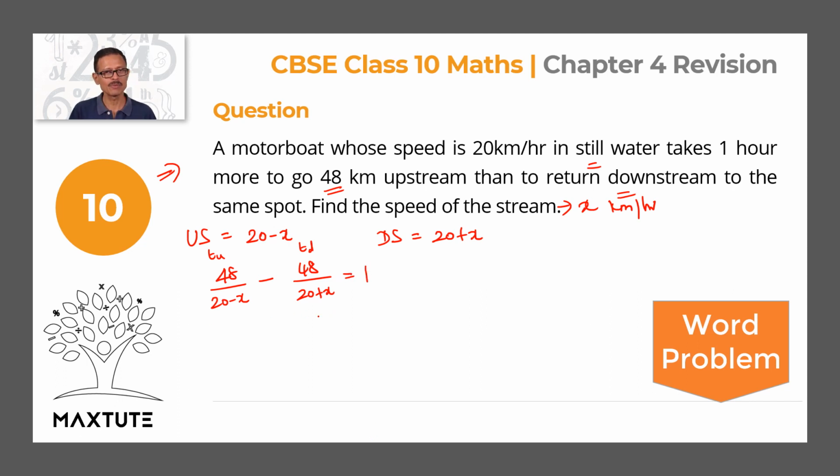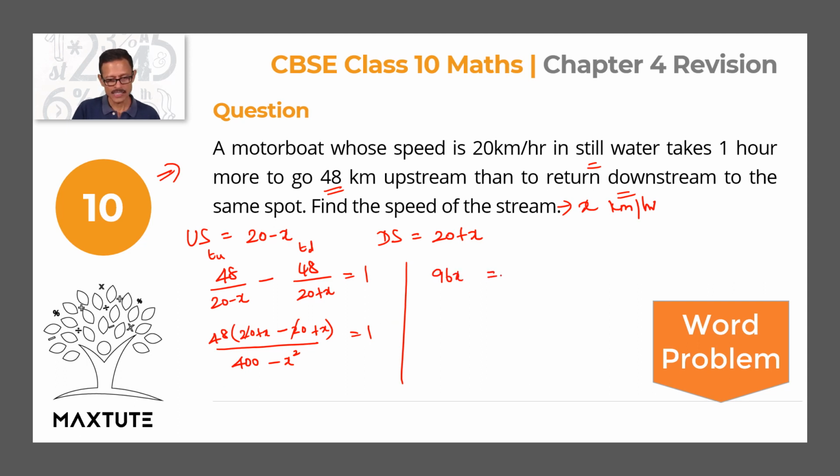Take 20 minus x into 20 plus x as a common denominator, which is going to be actually 400 minus x square. Let's take it all in one go. And then the numerator, take 48 as a common term between these two. You'll have a 20 plus x and then minus of 20 minus x, which is going to leave us with minus 20 plus x. This entire thing is equal to 1. So 20 gets cancelled with minus 20 to leave us with 2x. So the numerator here is going to be 96x. I'm going to cross multiply this. This is going to leave us with 400 minus x square.